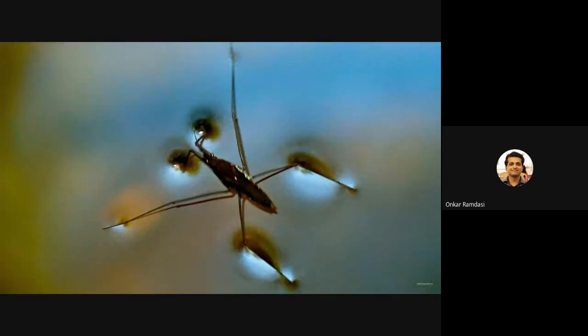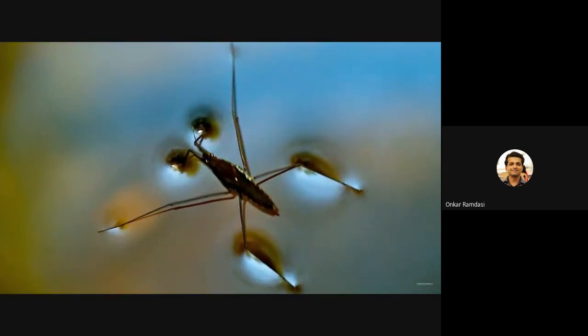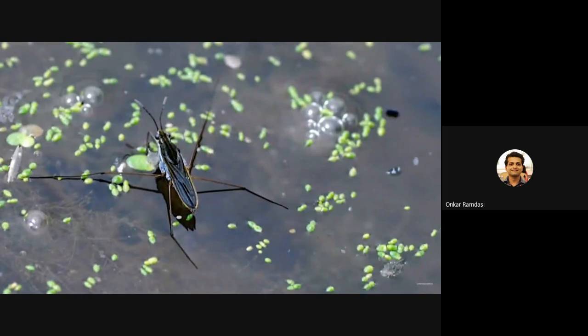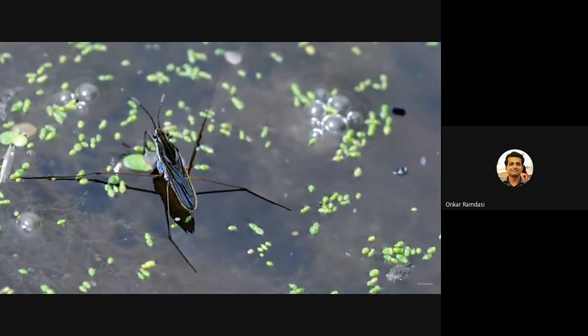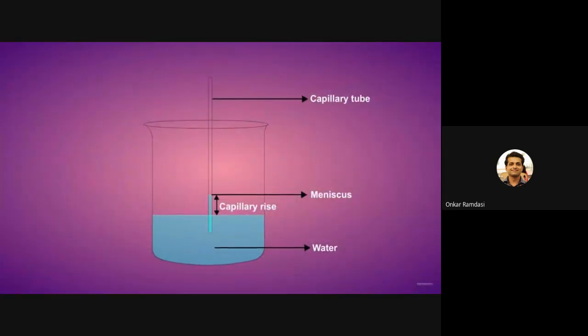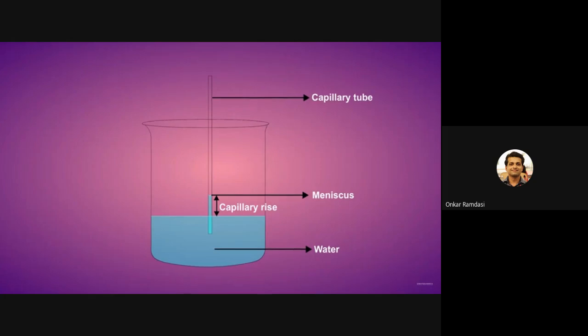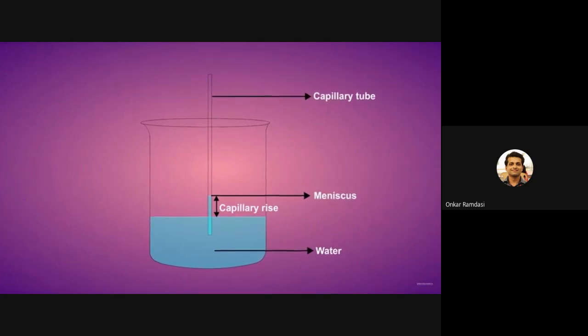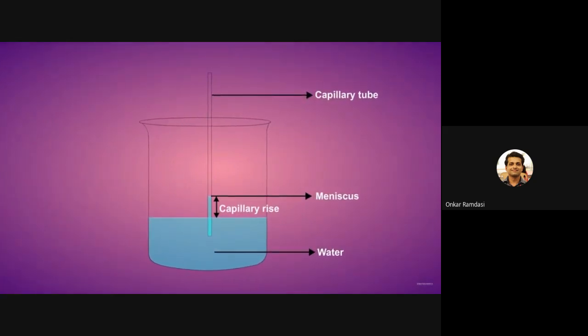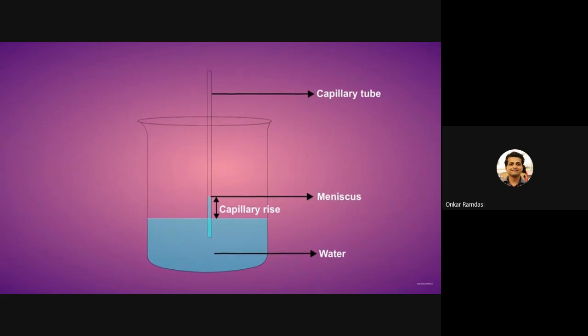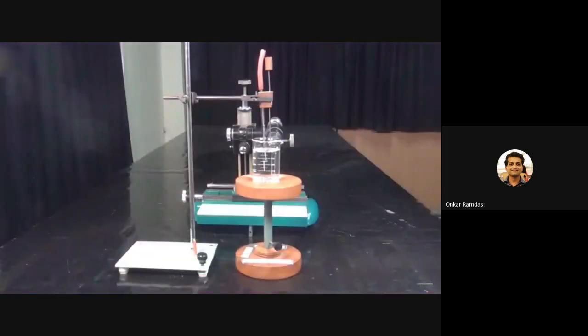The ability of some insects, such as water striders, to run on the surface of water is due to surface tension. The effective method to measure surface tension of a liquid is through capillary action, since the capillary rise depends on the surface tension of the liquid. Now, let's find out the surface tension of water by capillary rise method.